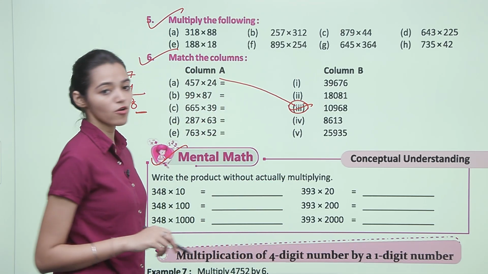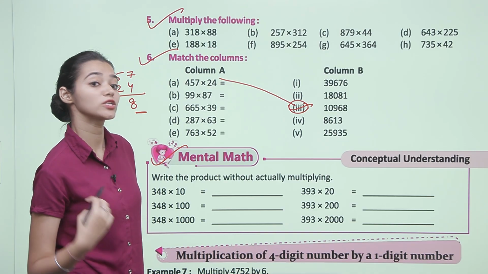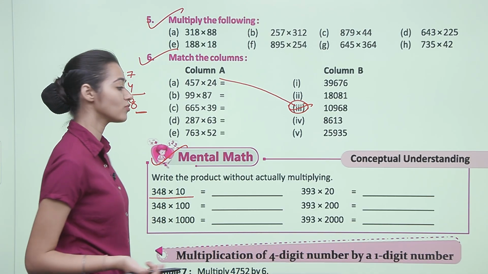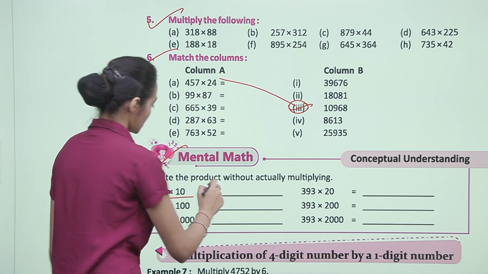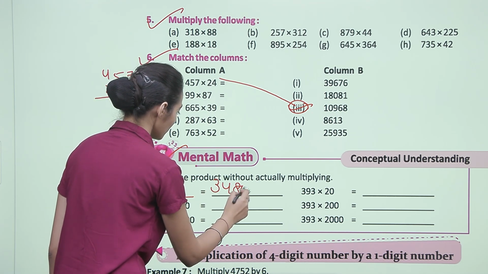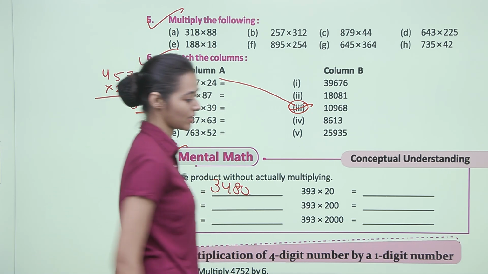Now in the next one we have our mental maths. We have to write the product without actually multiplying. So when 348 is multiplied by 10, it is 3480. That's how we can solve the remaining part.